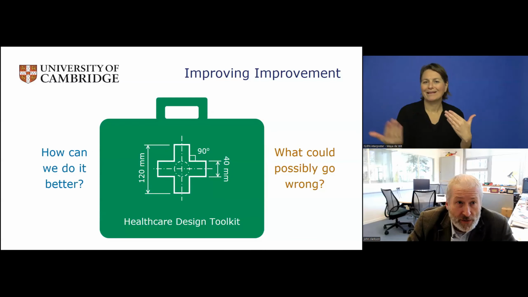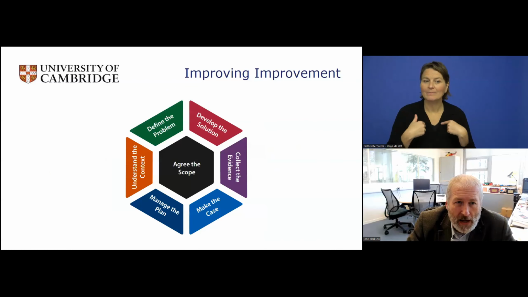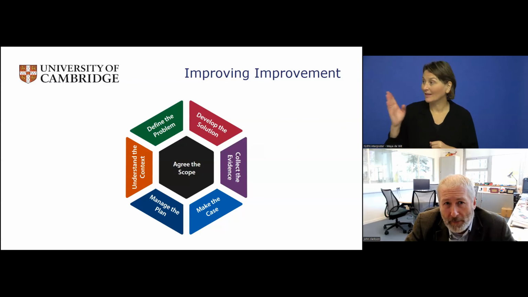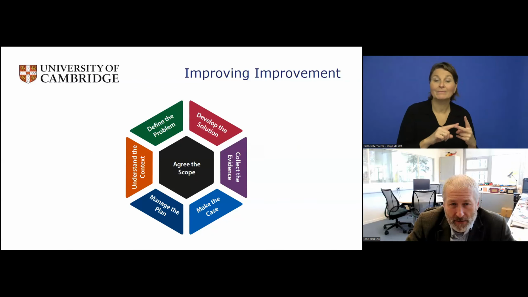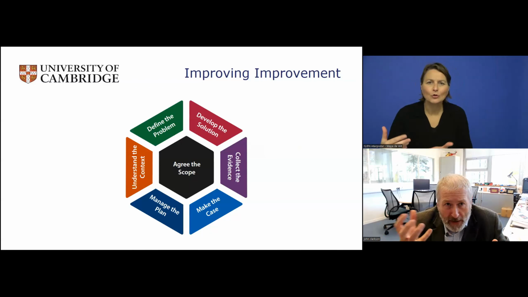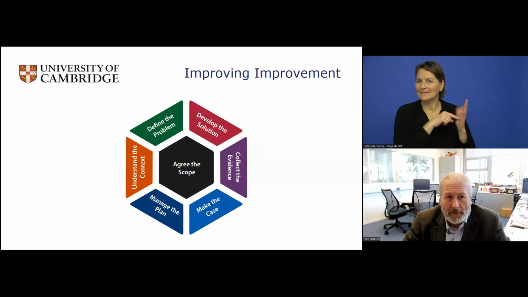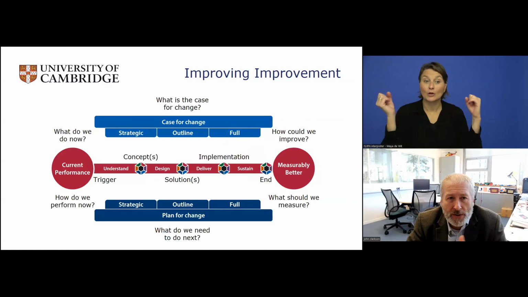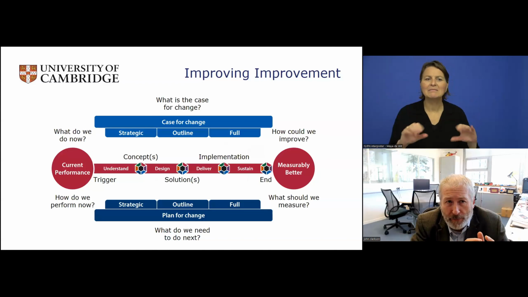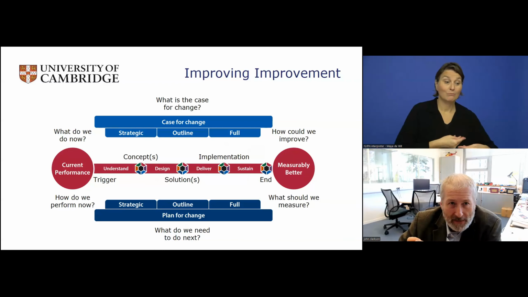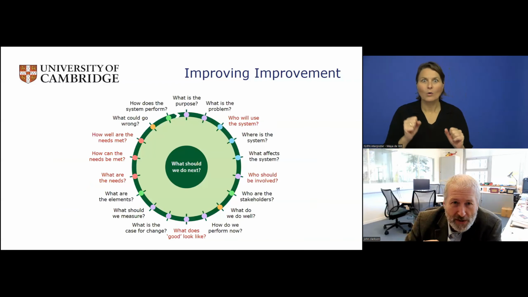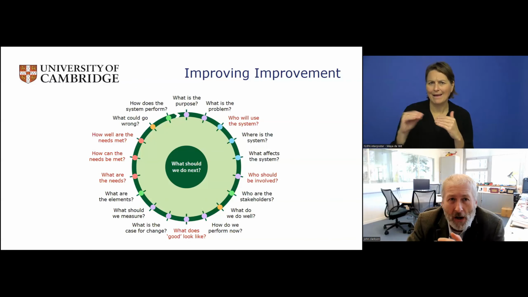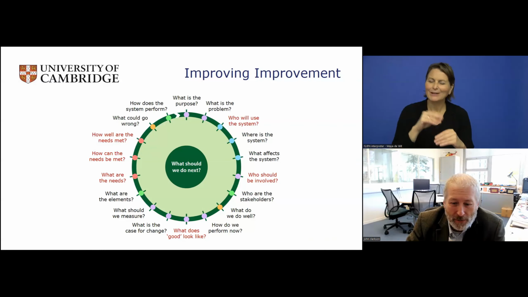So what I did is introduce process. So we want to understand the context, define the problem, develop the solution, collect the evidence, and underpin that by making the case, manage the plan, and we have to agree the scope. And we can add that into a process where we want to go from the current performance to something measurably better. And that brings us more questions, a few more in the cycle. But again, inclusive design is at the heart of this systems approach.